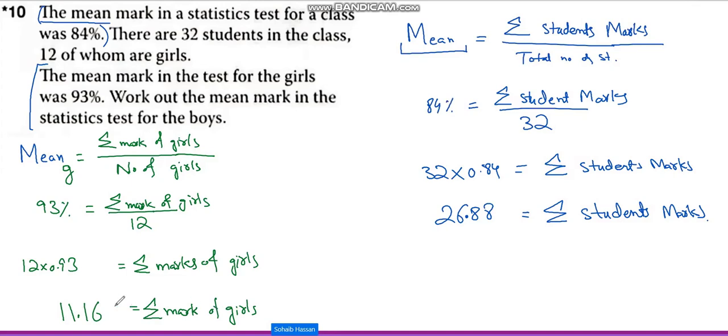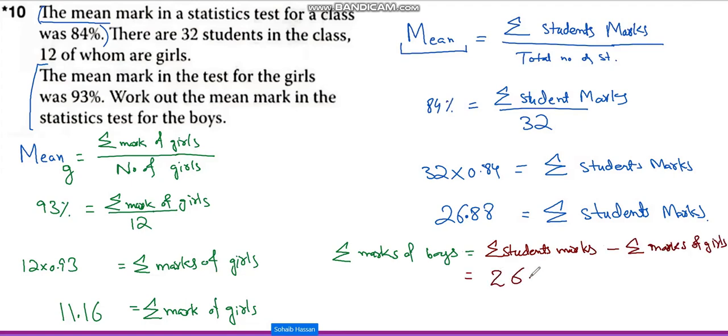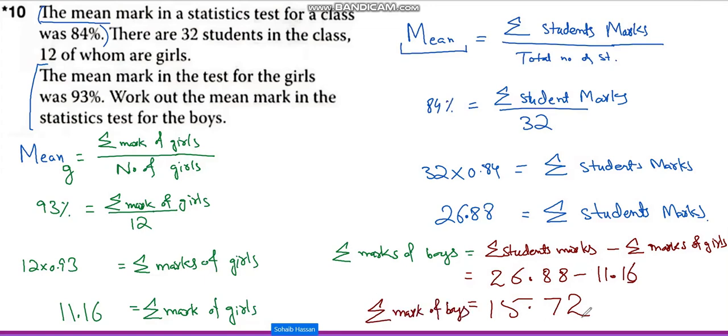So we have got the sum of marks of girls, which is 11.16, and the sum of marks of total students, which is 26.88. Now we can easily find the sum of marks of boys. So marks of boys will be equal to the sum of marks of total students, take away the sum of marks of girls. So we can easily subtract 11.16 from 26.88, and that will be 15.72. So now we have got the sum of marks of boys, which is 15.72.